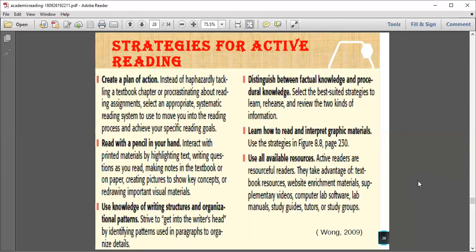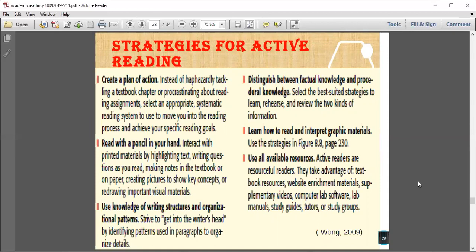Then use knowledge of writing structures and organizational patterns. Strive to get into the writer's head by identifying patterns used in paragraphs to organize details. Then distinguish between factual knowledge and procedural knowledge. Select the best suited strategies to learn, rehearse, and review the two kinds of information. What two kinds? Factual and procedural knowledge. Learn how to read and interpret graphic materials.